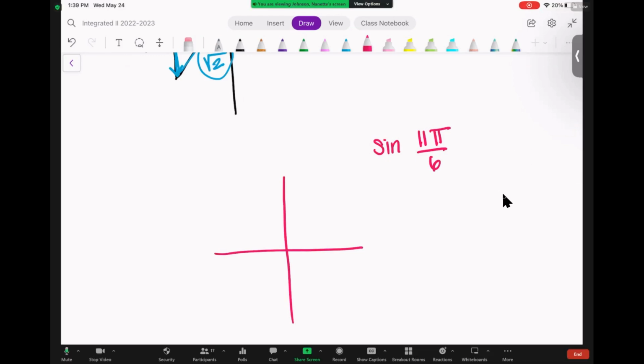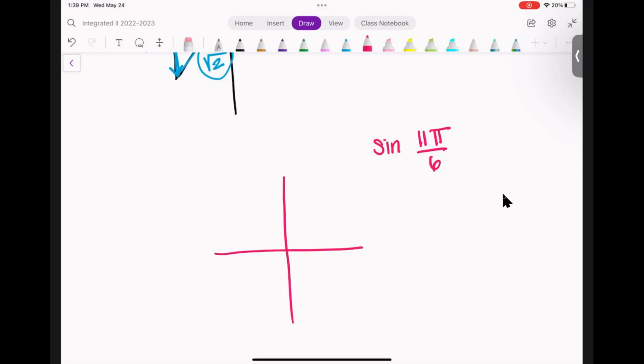All right, so a lot of you figured out as much as you could, and now you're a little stuck. So I'm going to unstuck you. So 11 pi over 6, a lot of you said, well, Miss Johnson, 6 pi over 6 would be here.